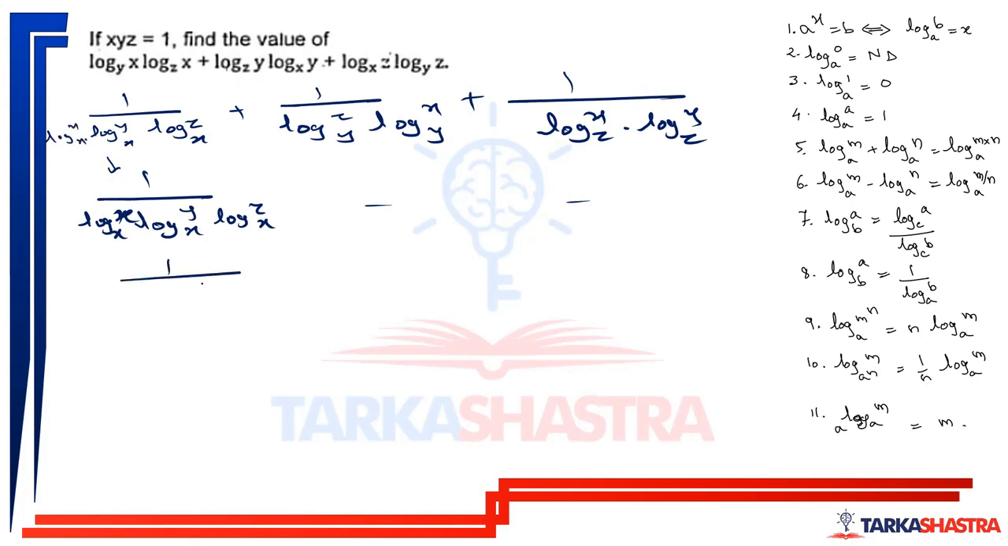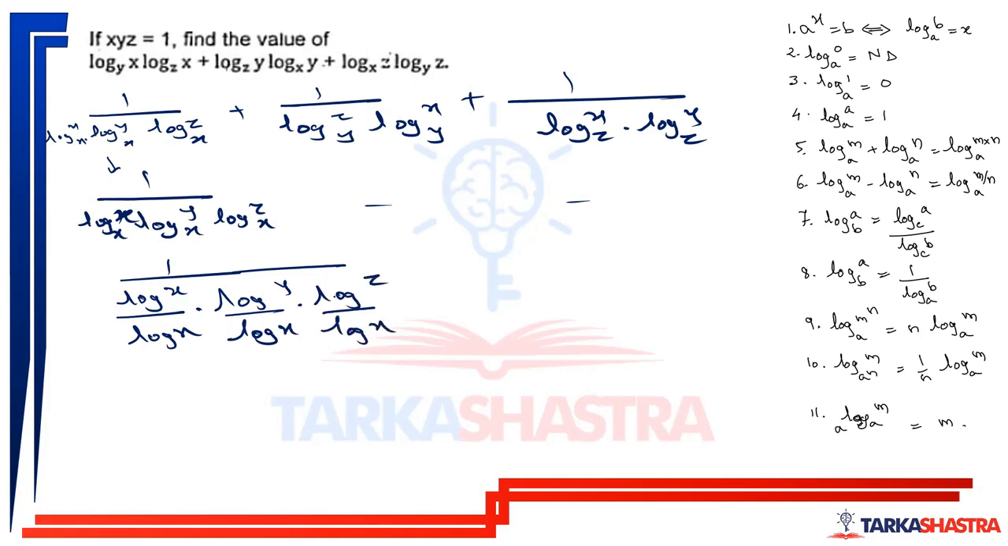Now what I have is 1 upon log x upon log x, I can write it like this, into log y upon log x, I can write this as well, into log z upon log x. We can write it in this fashion. What will happen? Log x whole cube, and this is log x, log x, log x whole cube upon log x into log y into log z. We'll have something like this.